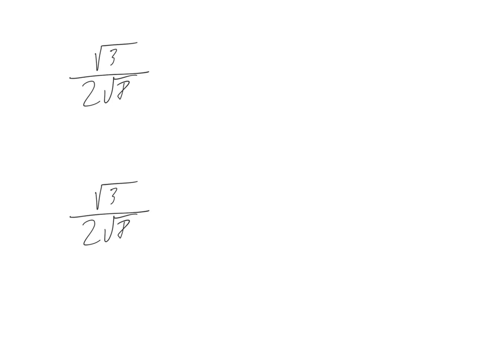I have a rad 8 on the bottom, and so I'm going to multiply the square root of 8 over the square root of 8, so multiplying by 1. Multiplying straight across, I get the square root of 24 on the top. On the bottom, I have that 2 multiplied by, and then square root of 8 times the square root of 8 is simply 8.